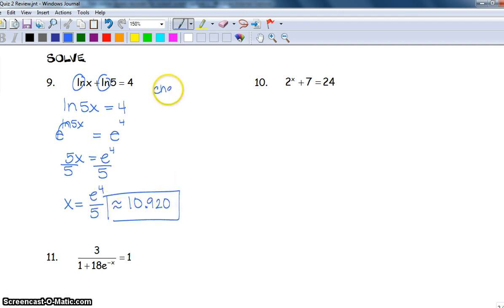Then you go back and we check our solutions. So the natural log of 10.920 plus natural log of 5 is equal to 4, and when you plug that into your calculator, you see that it does work.